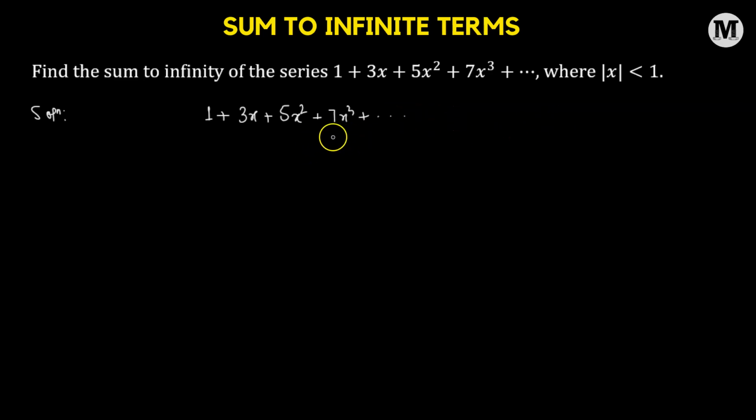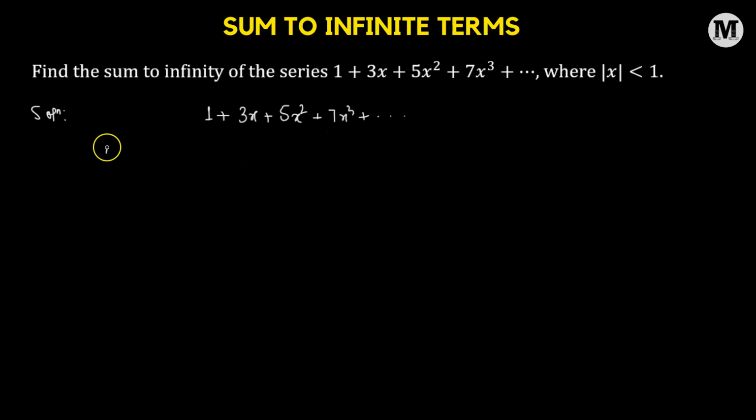Now this particular series is neither an arithmetic series nor a geometric series. It's not an arithmetic series because it does not have any common difference, and it's not a geometric series because it does not have any common ratio. However, this particular series is composed of an arithmetic and a geometric sequence.